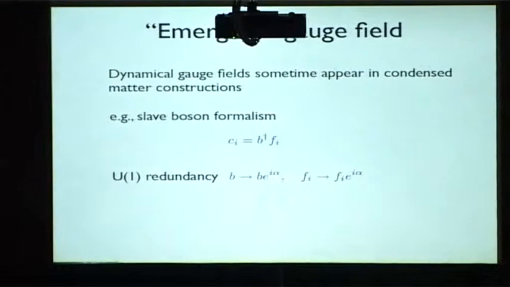So I would like to draw an analogy with the emergent gauge fields that sometimes appear in condensed matter constructions. For example, in the slave boson formalism, when we just by hand split a fermion field into the product of two fields, there is an emergent U(1) redundancy which becomes a gauge symmetry. In a very similar way here, the split that we did was a split in a five-dimensional space, and the gauge field that appears is the gauge field that lives on a certain radial slice. So there is a very interesting analogy with emergent gauge fields in condensed matter physics.